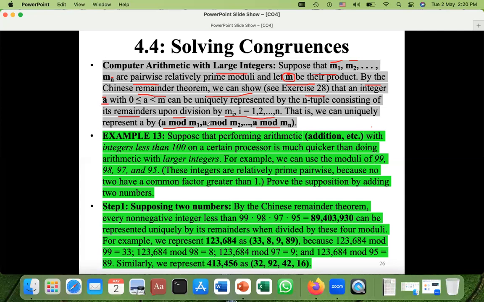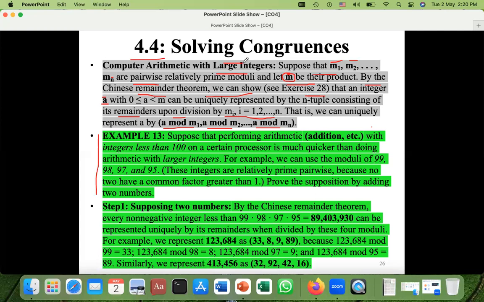So this tuple will consist of remainders, and these tuples you can use for further things. Anyhow, now there is an example to understand these things, and in this example we have to prove computer arithmetic with large integers.